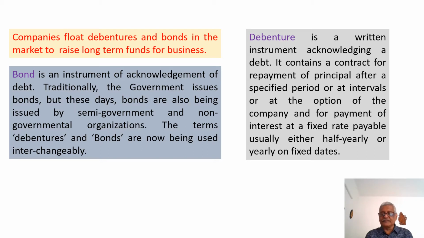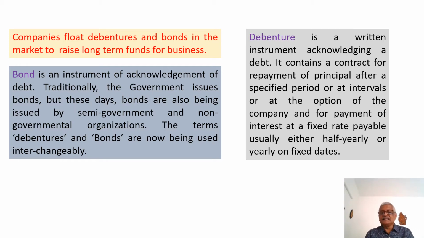Let us understand what is meant by a bond and what is meant by a debenture. A bond is an instrument of acknowledgement of debt which the company issues to the subscribers. Traditionally, the government issues bonds, but these days bonds are also being used by semi-government and non-governmental organizations. The terms debentures and bonds are now being used interchangeably. Actually, both are acknowledging the debt.